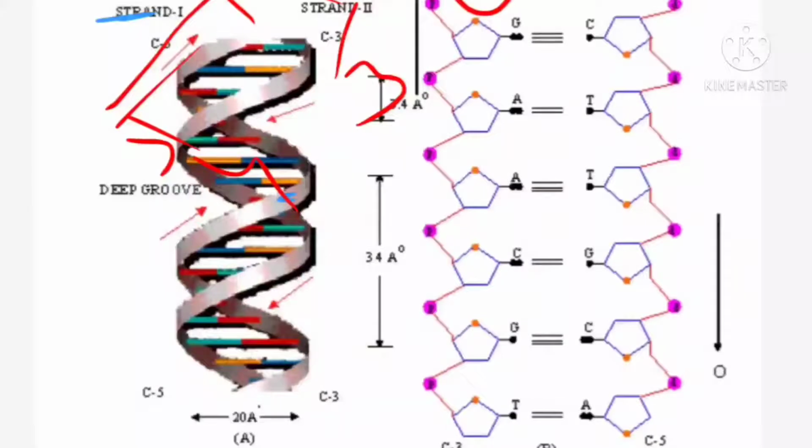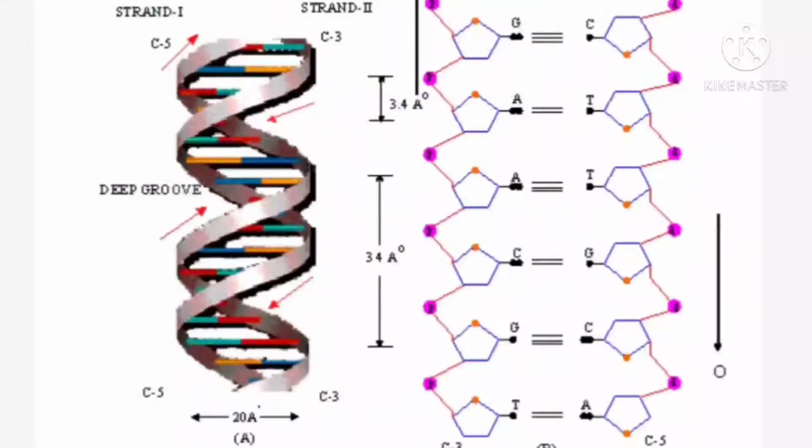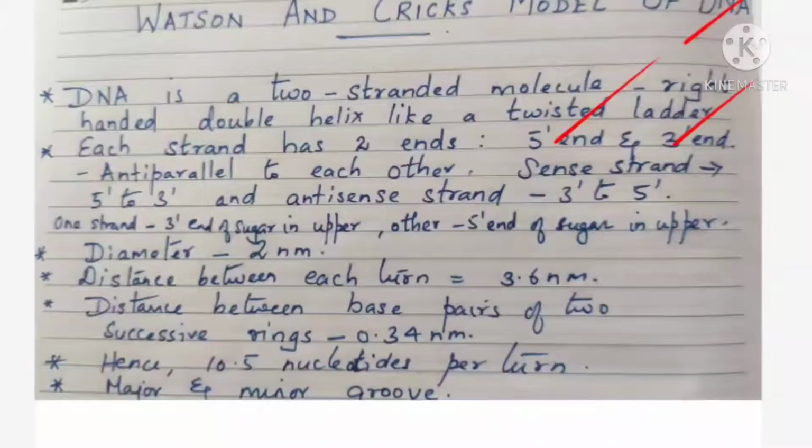And if the carbon atom to which it is attached is in the 5' position, then we call it the 5' end. So it is based on which position of carbon of the sugar the molecules are attached. If it is attached to the third carbon of the sugar, we call it the 3' end. If it is attached to the fifth carbon atom, we call it the 5' end. So that is regarding your arrangement. Two ends are there, one is the 3' end and another one is the 5' end.